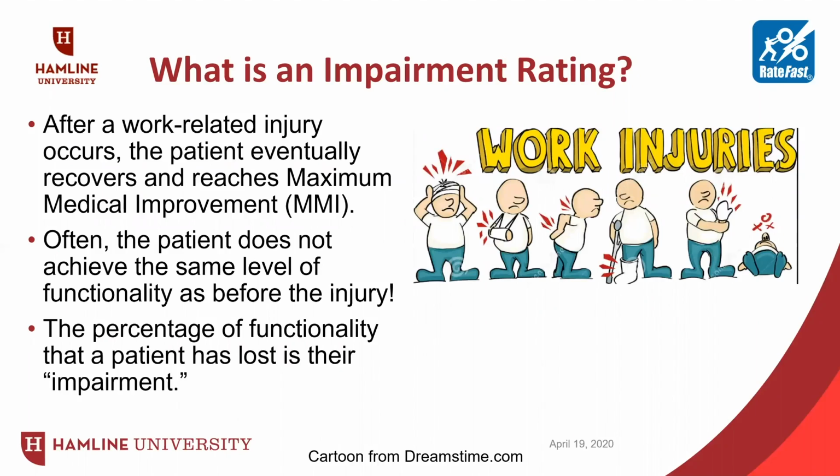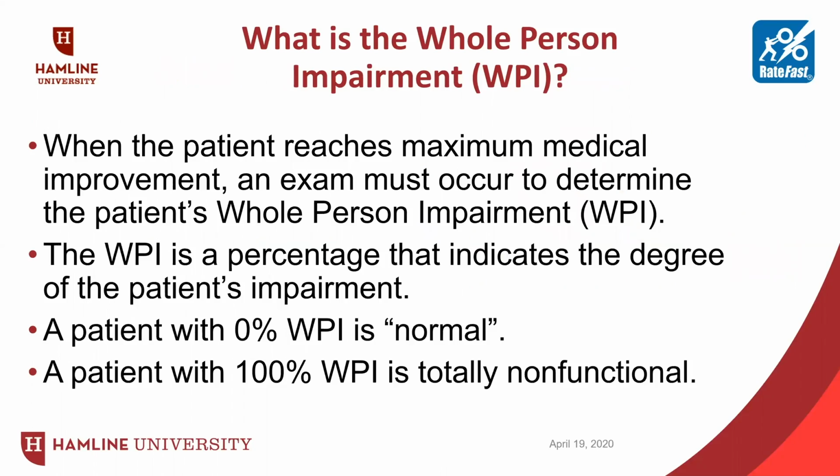First off, what is an impairment? Well, if you have a work-related injury, then the workman will typically undergo therapy and achieve maximum medical improvement. But oftentimes they do not return to the very same level of functionality as what they had before the injury. As a result, this is called a permanent impairment. And as a result, they can be rated, and then a settlement can be awarded by an insurance company. However, the worker has to go through an exam.